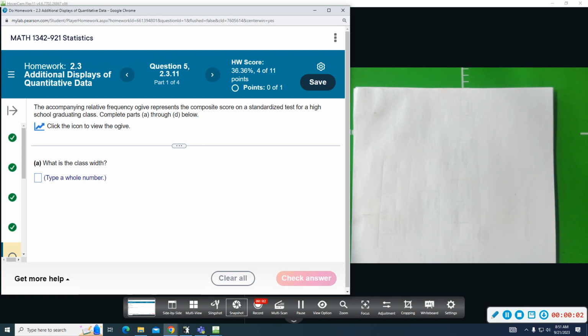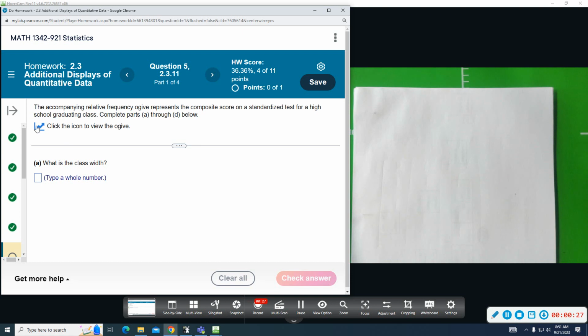All right, so number 5, we have 4 parts here. It says the accompanying table, relative frequency ogive, represents the composite score on a standard test for high school graduating class. We want to complete parts A through D. And the first question asks, what is the class width?